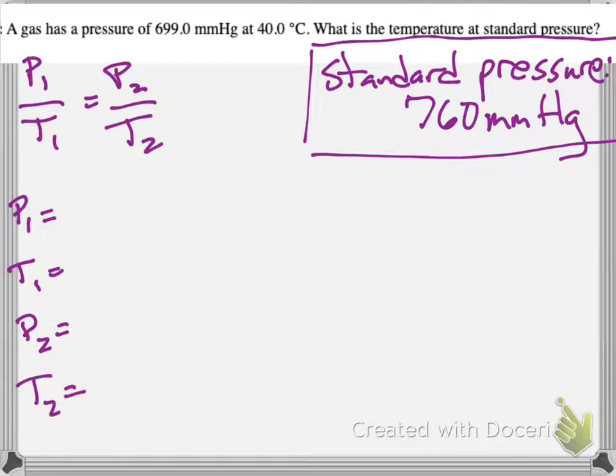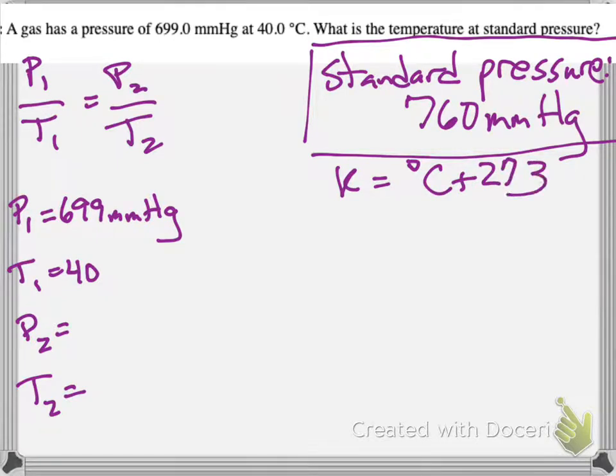So we're going to look at the first sentence to find our initial conditions, and we see that P1 is equal to 699 millimeters of mercury. And we also see that temperature is 40 degrees Celsius. Now, keep in mind here that we're going to make sure that we put that temperature in Kelvin before we plug it into our problem. The way we do that is we add 273 to the temperature in degrees Celsius. So 40 plus 273 gives us 313 Kelvin.